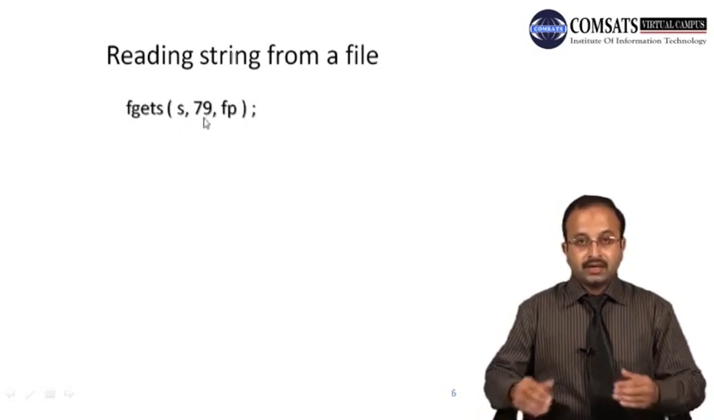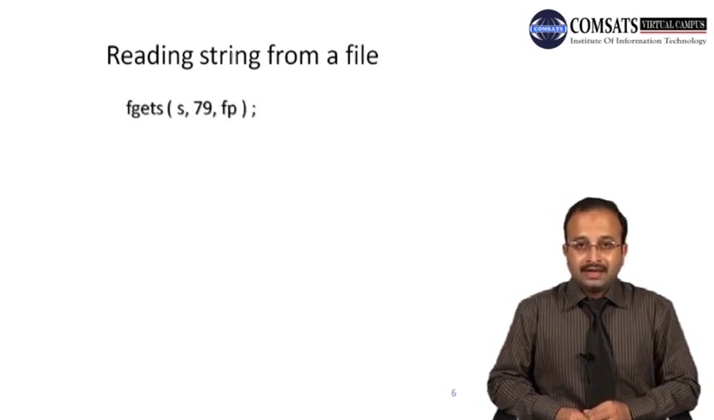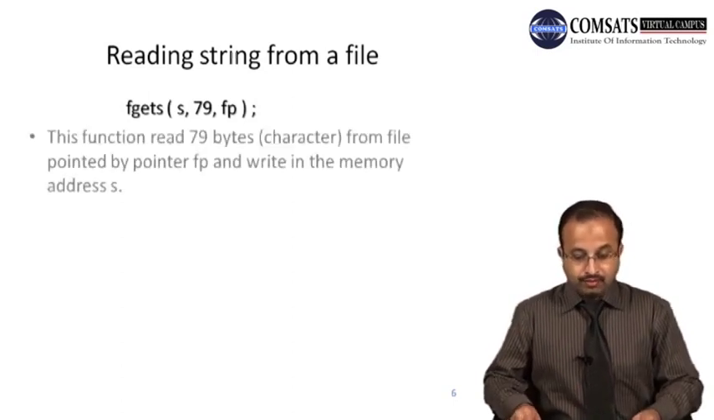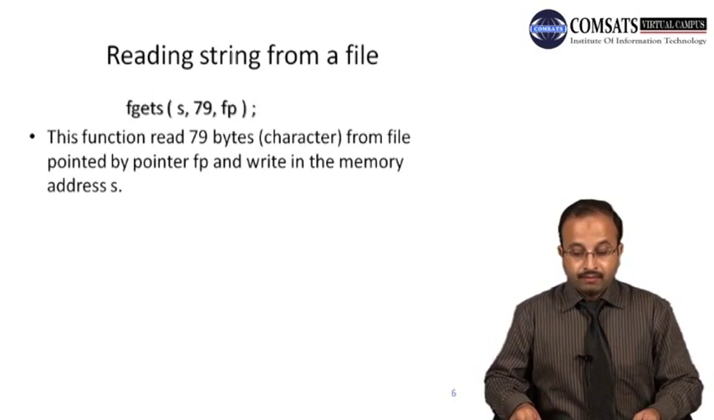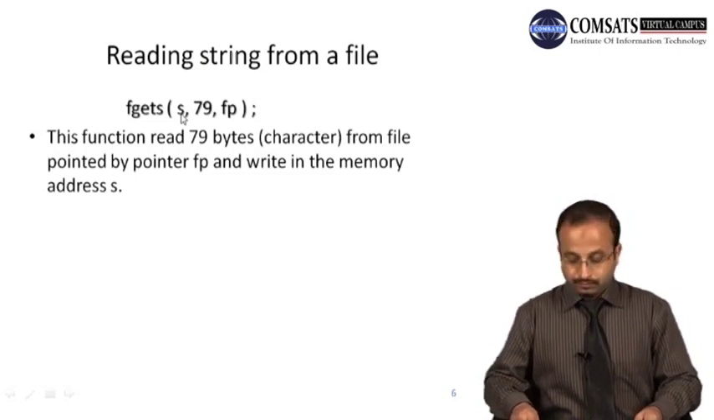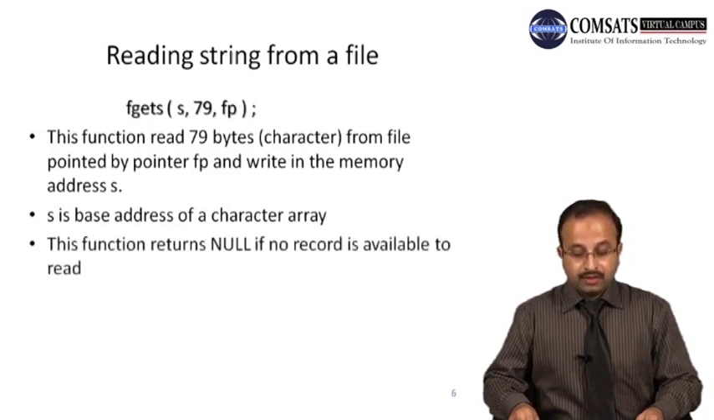ठीक है, तो 79 बाइट ये हर दफ़ा ज़रूरी नहीं है कि 79 बाइट रीड करे. It reads just one line, a single line. If there are 79 bytes in the single line, 79 characters, it reads all those characters. If there are 10 characters in the first line, it just reads the 10 characters and that's it. So this function reads 79 bytes, that is characters, from the file pointed to by pointer fp and writes in the memory address s. वो memory address जो आपने provide किया as a first parameter वहाँ पे वो write कर देगा. Then s is the base address of the character array. So this function returns null if no record is available to read.